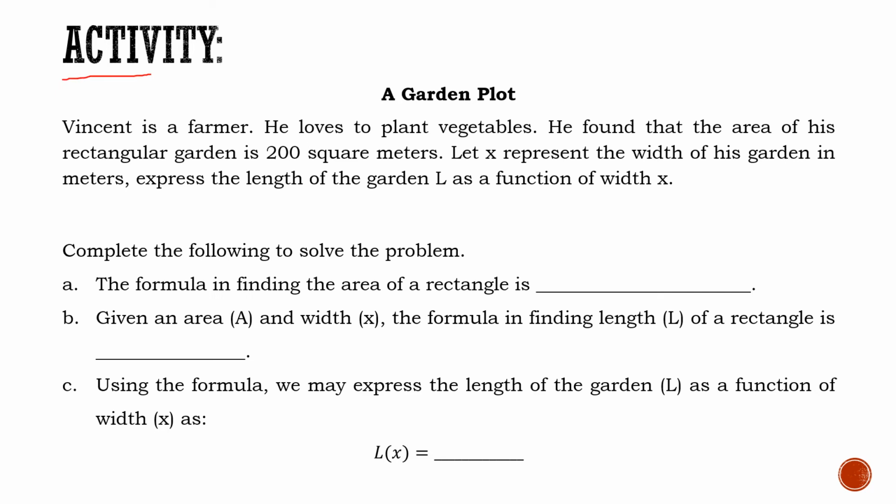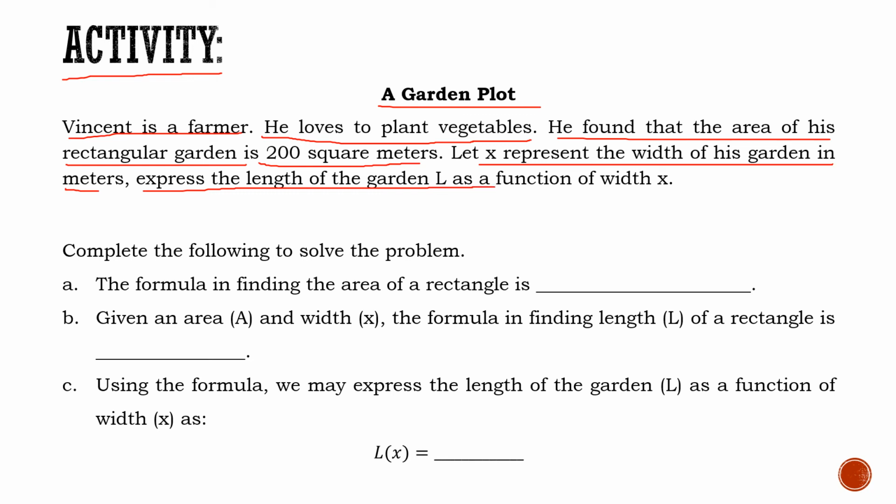So for the activity in this module, it is entitled a garden plot. So let's read the problem first. Vincent is a farmer. He loves to plant vegetables. He found that the area of his rectangular garden is 200 square meters. So let x represent the width of his garden in meters and express the length of the garden L as a function of the width x.